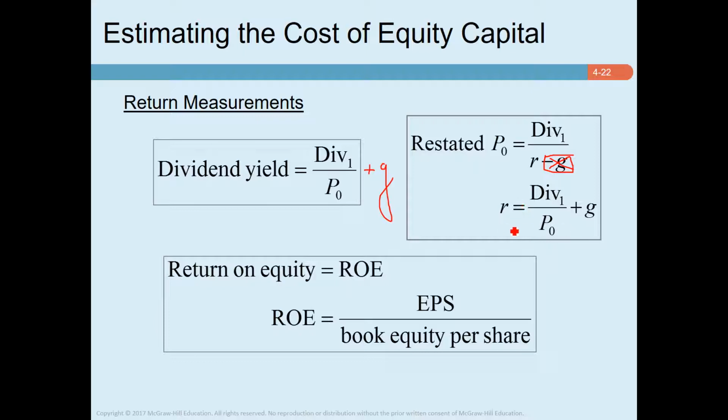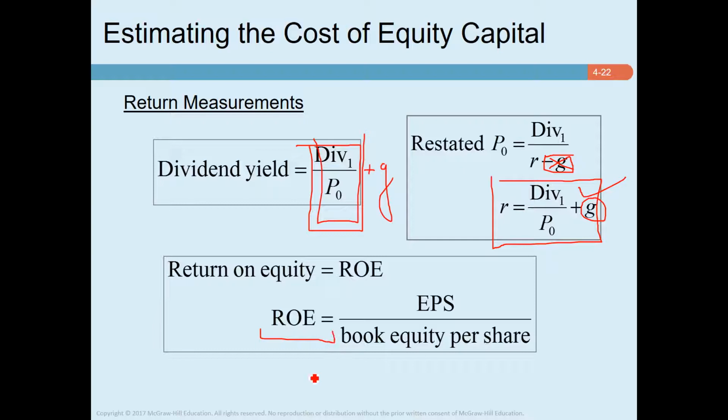And this is the formula for expected return or dividend yield or market capitalization rate: dividend divided by P0 plus g. So you can see that this formula and this formula are pretty much similar. This formula is used when we assume there is a growth rate, and this formula is used when there is zero growth in dividend.